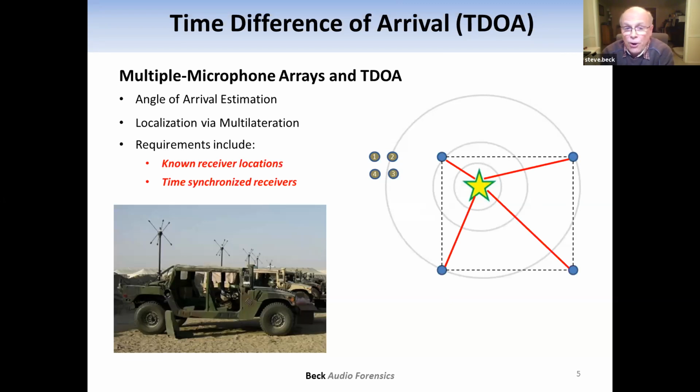Now, some of the requirements here, and I'm going to belabor this point, is we have to know the precise locations of the receivers, and they all have to be time synchronized in order to do that. But we can actually get very, very precise locations and angles of arrival if we can meet these conditions.